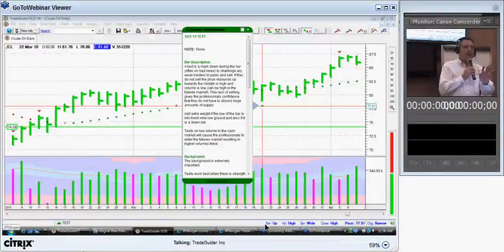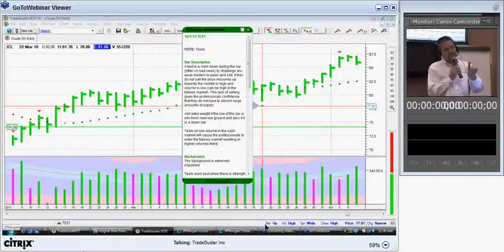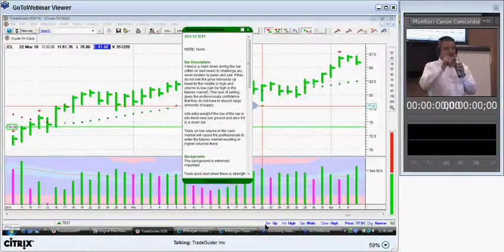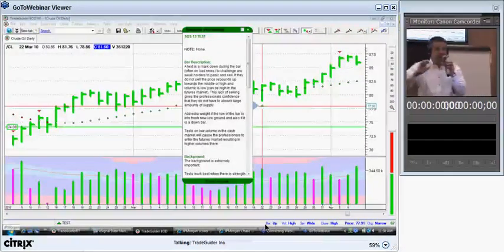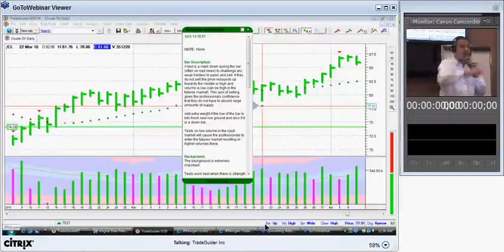Now, let me be clear. Will you miss one or two breakout trades? Yeah, you will. If you see, however, a breakout on high volume and you see that test bar I've just shown you at that right level and it holds, then you can buy it.